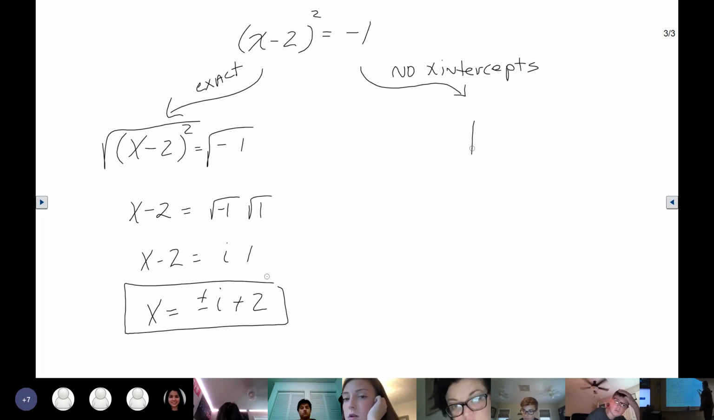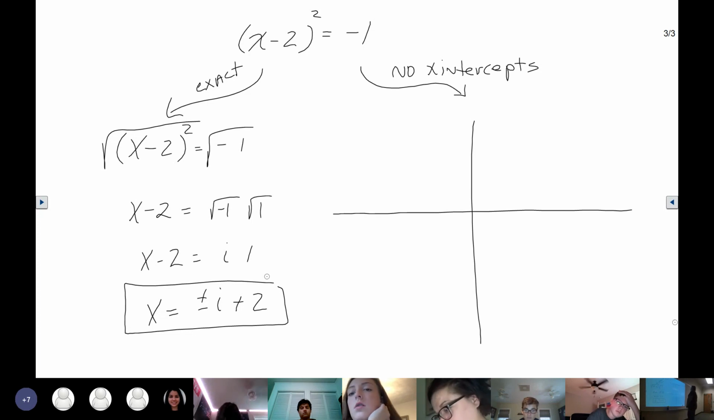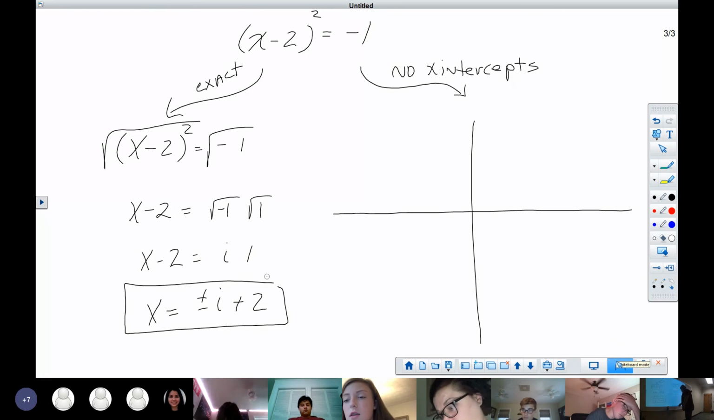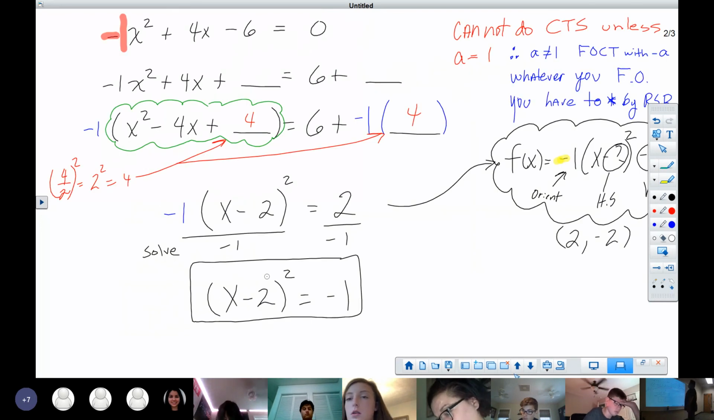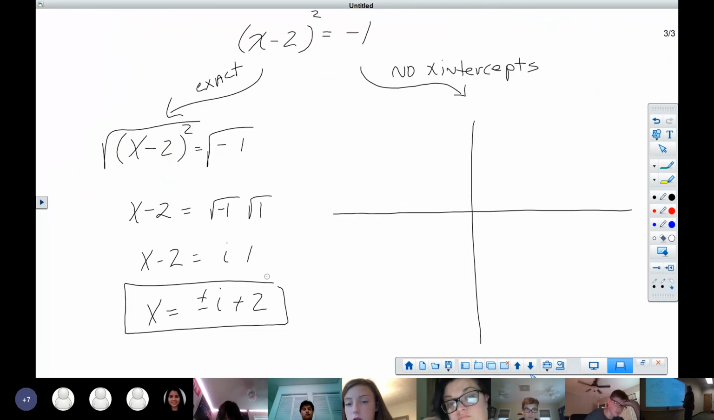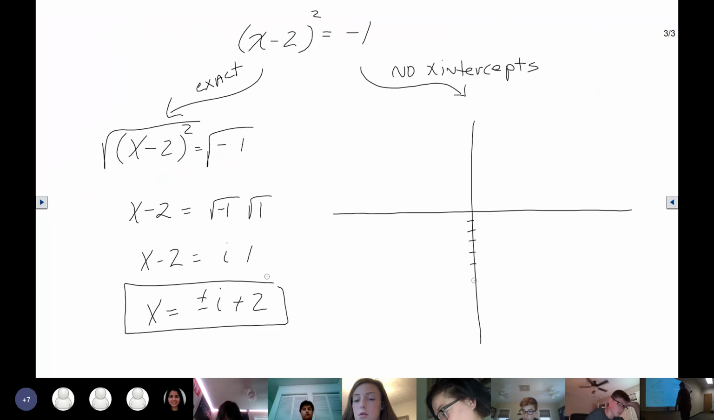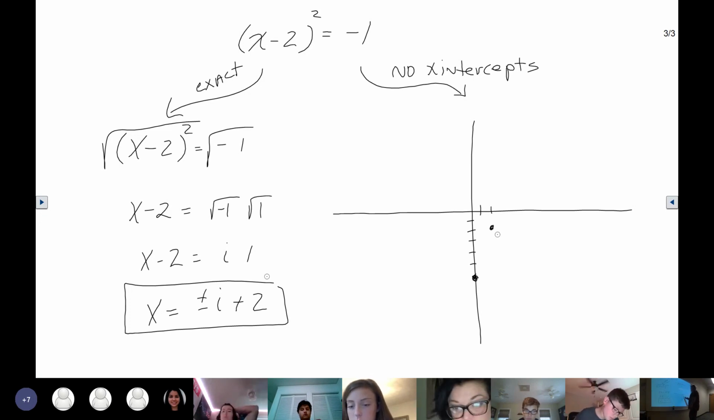And your graph, what was our y-intercept? I forgot. -6. And our vertex was 2 and what? -2? I think it was. And we know it's open downward, so no, it does not have x-intercepts.